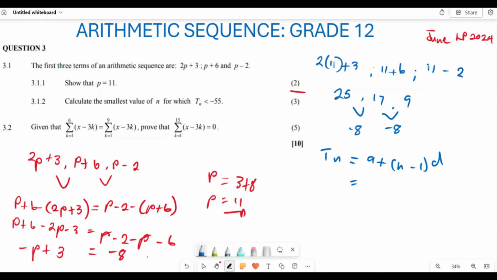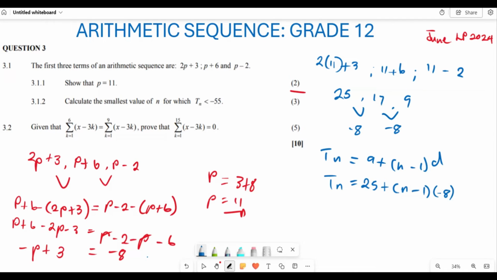Now what is your A here? Your A is 25, right? Plus this is going to be your n, right? Subtract 1. And what is the difference that you are given here? We said this is -8, right? Now, what is it that you are given here? Remember, I'm just looking for my Tn, right?